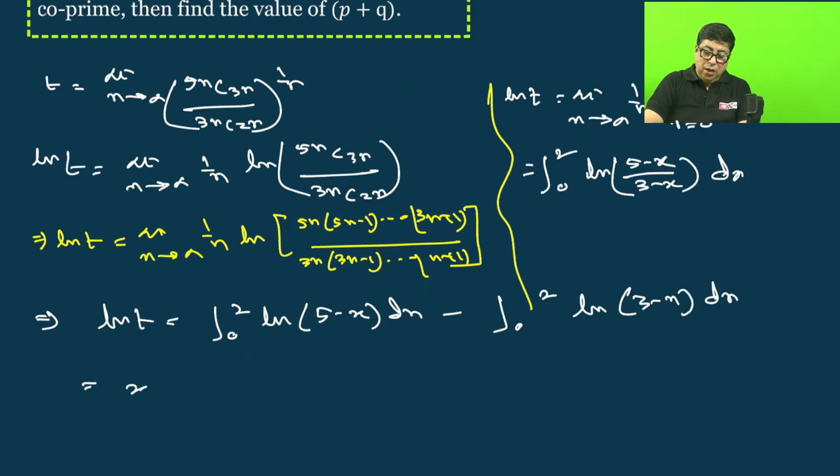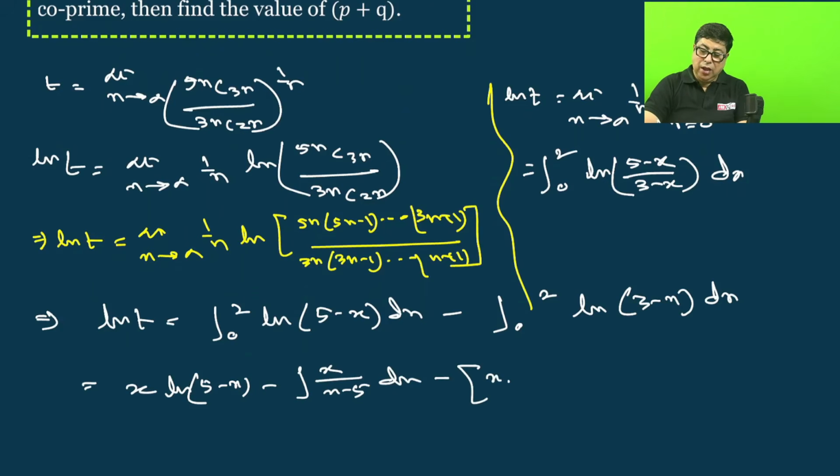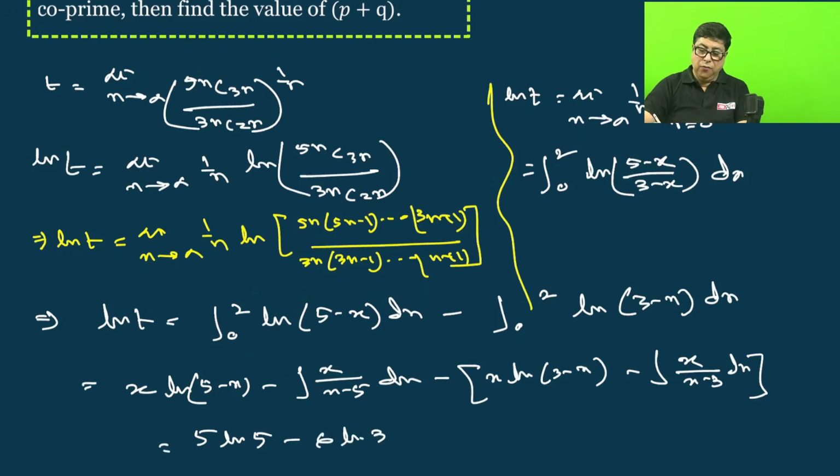So what we are getting here: log of (5 minus x) minus, what will I write, x by (x minus 5) divided by... minus x log of (3 minus x) minus the integration of x by (x minus 3) dx, and by simple calculation, a simple substitution method. By simple calculation, what we are getting? We are getting 5 log 5 minus 6 log 3, and if we calculate here, that is log of 5 to the power 5 by 3 to the power 6.